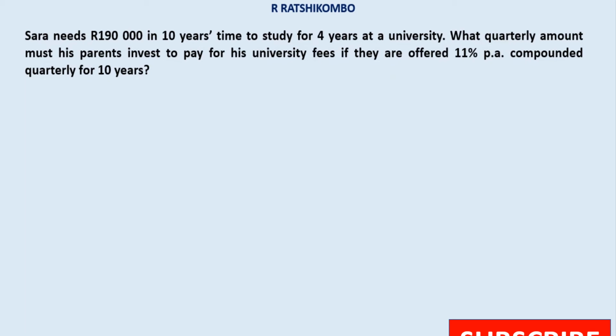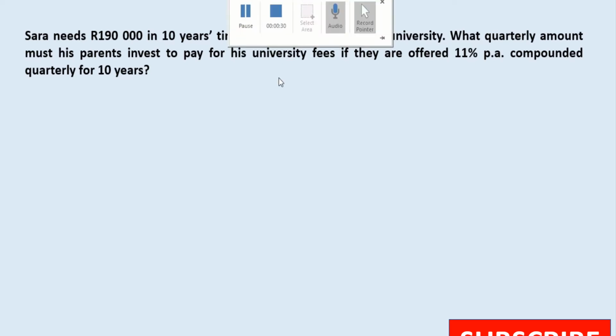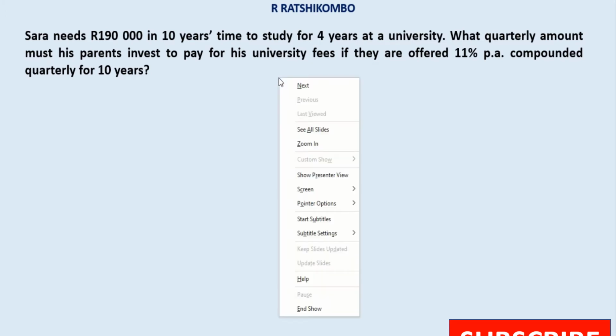Okay, the question says Sara needs 190,000 in 10 years' time to study for 4 years at a university. What quarterly amount must his parents invest to pay for his university fee if they offered 11% per annum compounded quarterly for 10 years? So let me get my pointer ready so that I can show.